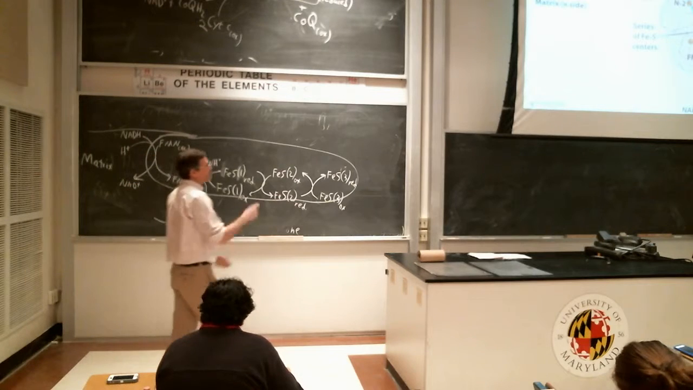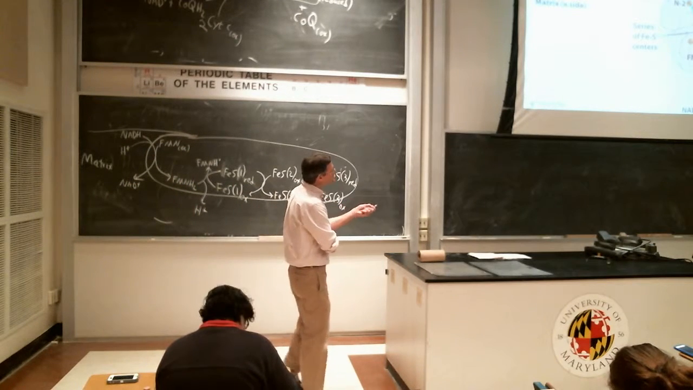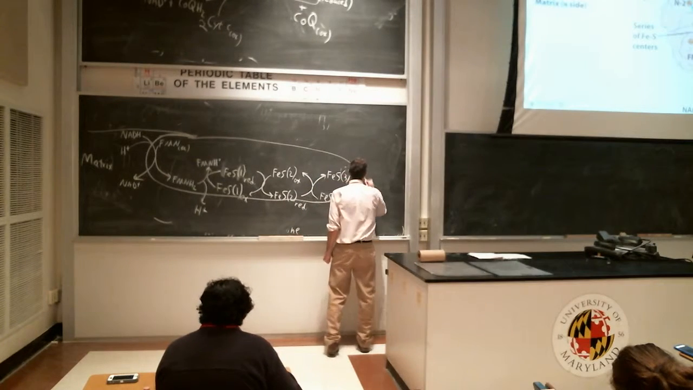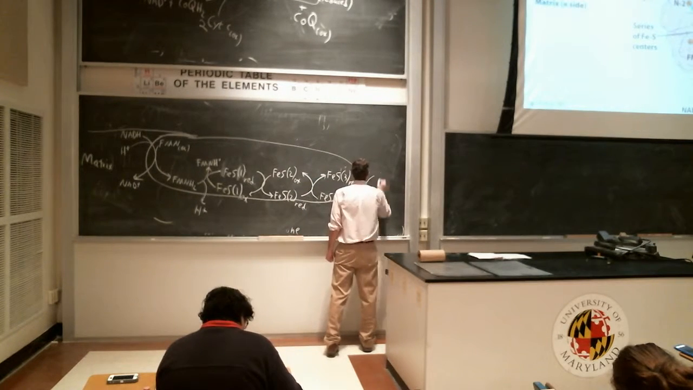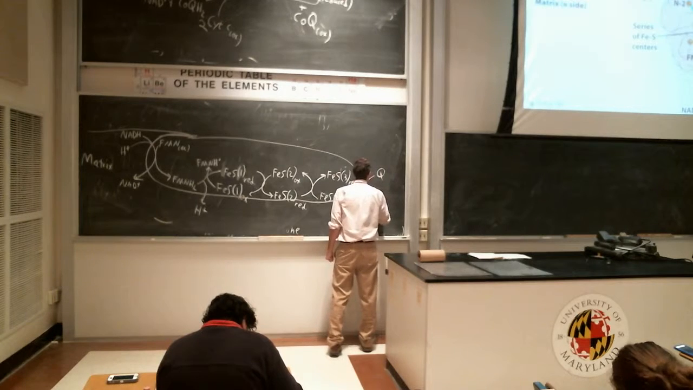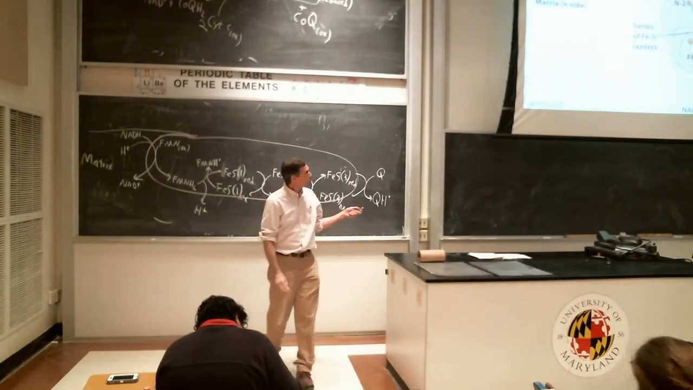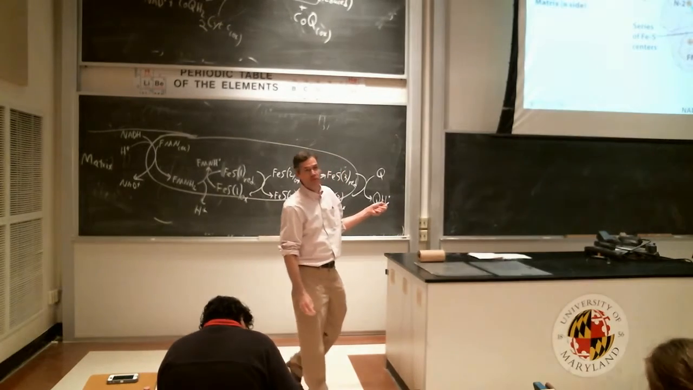Eventually, I think there are 6 clusters in this chain. There's 3 others that are sort of peripheral. It's not clear what they're there for. But eventually, so I left out some steps. Eventually, this electron finds its way to coenzyme Q.